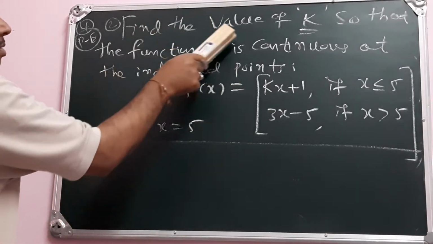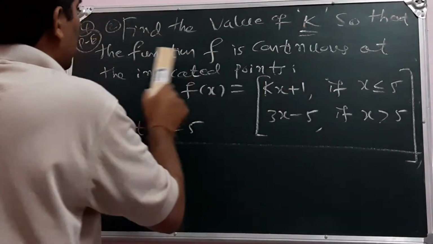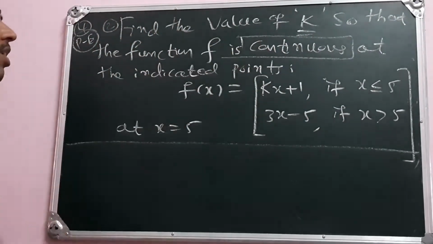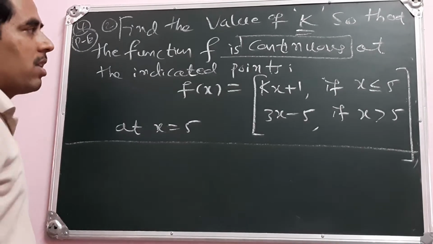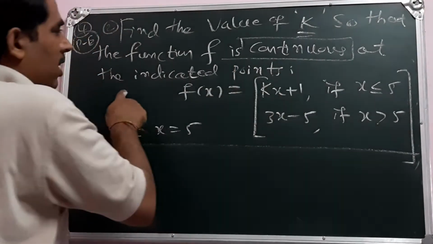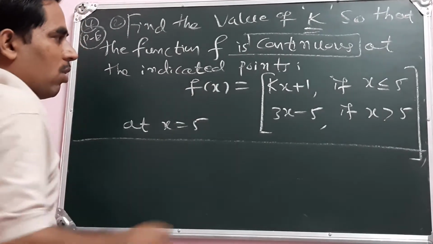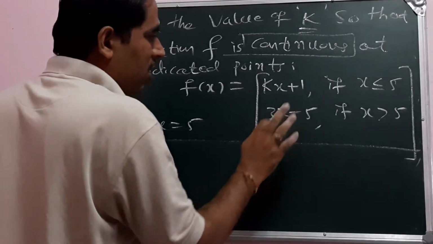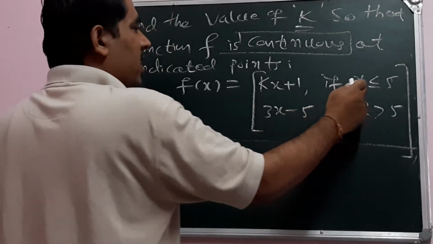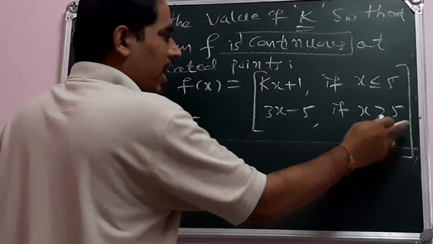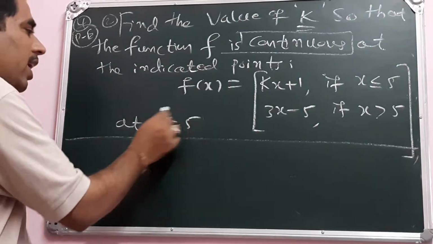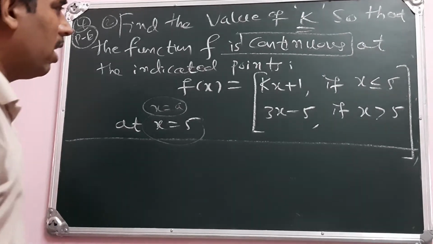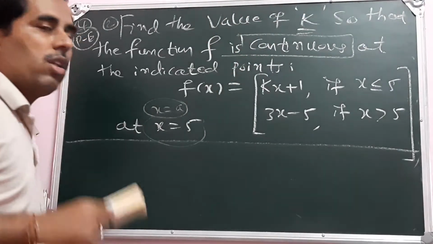See, find the value of k so that the function f is continuous. It is already given that the function is continuous. We need not verify it. Function is continuous at the indicated points. So f of x is defined like this: kx plus 1, a polynomial, and another polynomial 3x minus 5. So kx plus 1 if x is less than or equal to 5, 3x minus 5 if x is greater than 5, at x is equal to 5. So here x is equal to 5 is given. You can think of this as x is equal to a. Okay. So let's find the value of k so that the function is continuous.